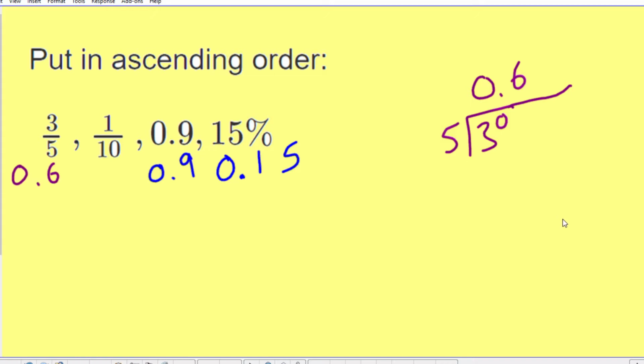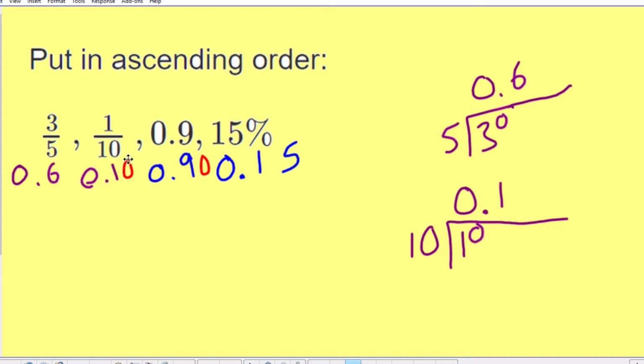And 1/10 again. So 10 on the outside, 1 on the inside. 10 into 1 can't go. 0 point. 10 into 10 goes once. So now this is 0.1. Okay, again, we said to compare, we're just going to give them all the same amount of digits. So I'm going to put 0 on here, a 0 on here, and a 0 on here.